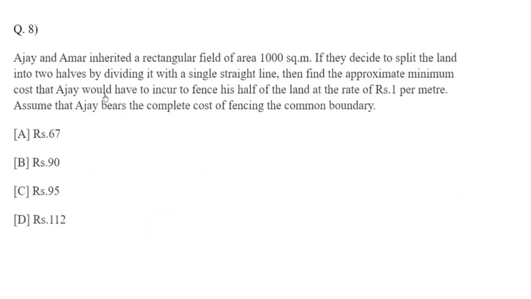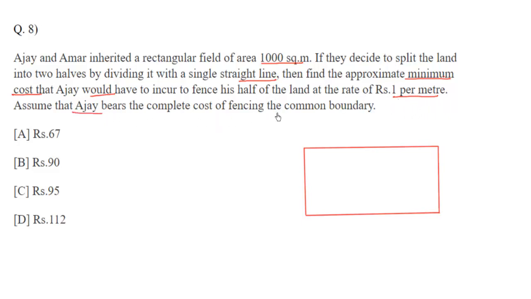Now let's take the eighth question. Here we say that Ajay and Amar inherited a rectangular field of area 1000 square meters. So let us draw this. This is the rectangular field. If they decide to split the land into two halves by dividing it with a single straight line, then find the approximate minimum cost that Ajay would have to incur to fence half the land at the rate of rupees 1 per meter, assuming that Ajay bears the complete cost of fencing.